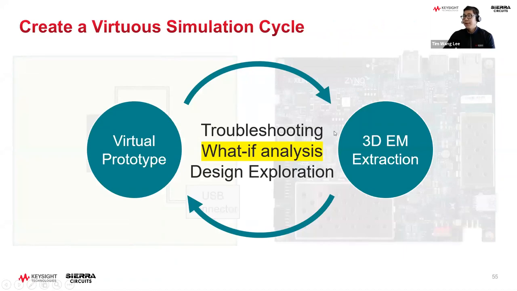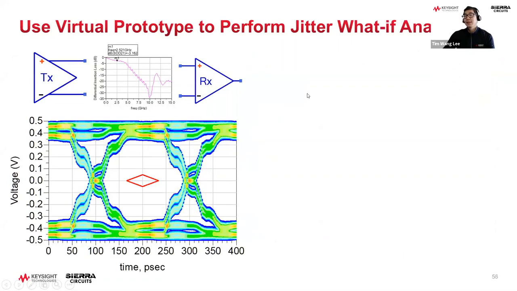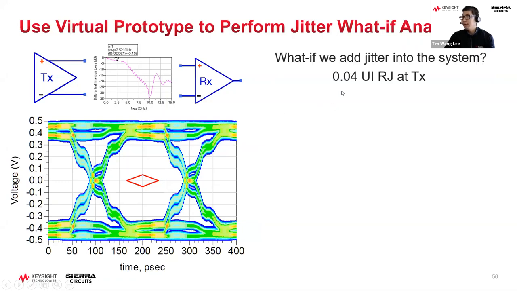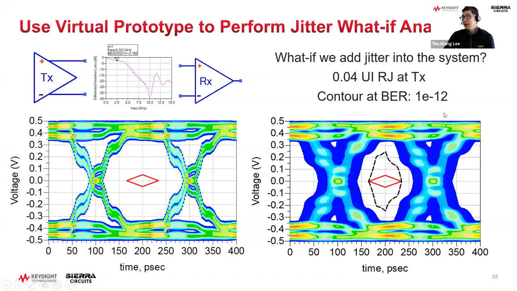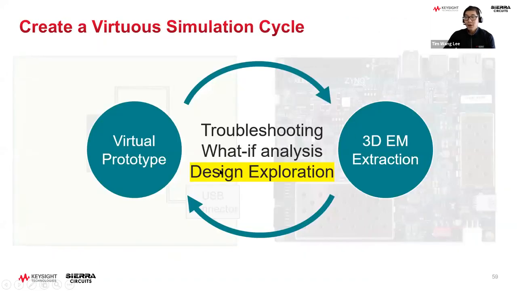Now, the thing we can do is what-if analysis. We can perform jitter what-if analysis. You know, what if I include 0.04 UI of jitter? So is it going to be okay? Here is an example. The contour at 1e to the minus 12 looks kind of dangerous, right? So then we can use design exploration in ADS, in software, to help us open up the eye.